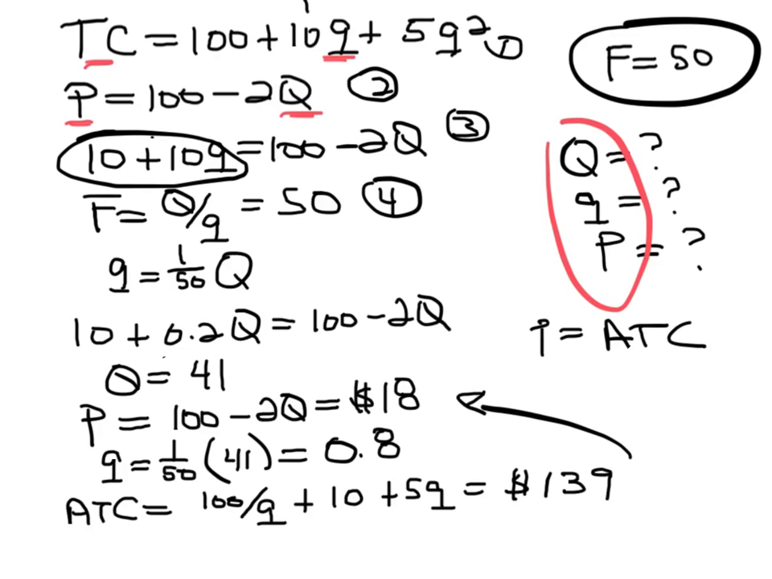So what is the long run equilibrium? What will be the number of firms and the output and the price in the long run equilibrium? Let's do that in our next video.